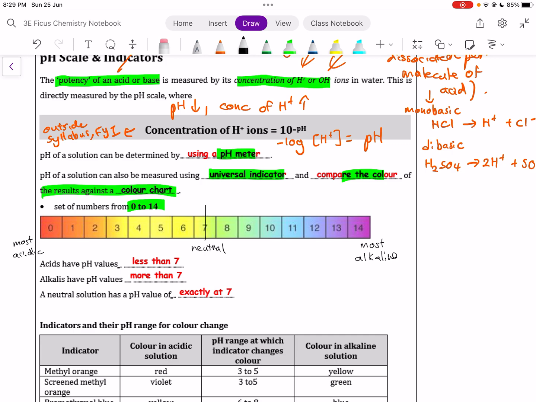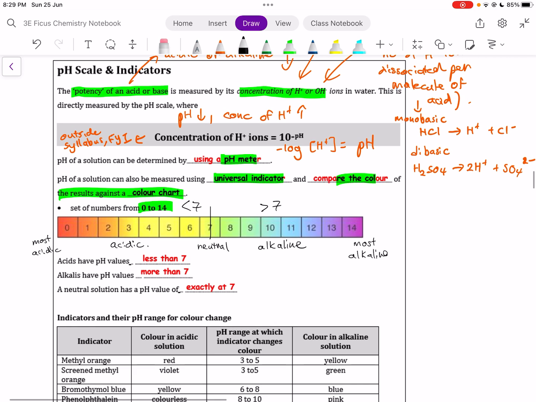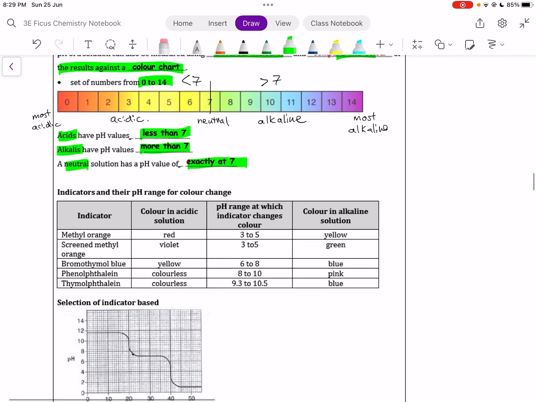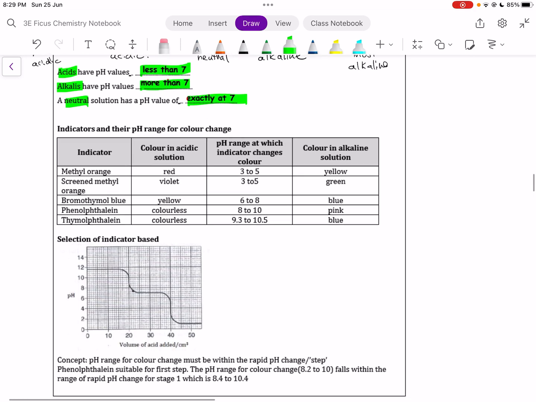So anything less than 7 is acidic, and anything more than 7 is alkaline. It is not that the higher it is, the more acidic. So this is your pH scale. Acid, pH less than 7. Alkaline, pH more than 7. Neutral, exactly 7, as I have mentioned earlier. This one is quite straightforward.